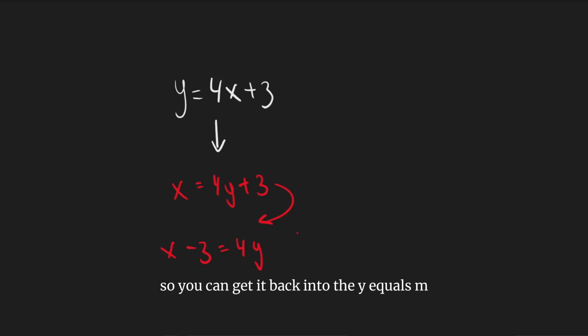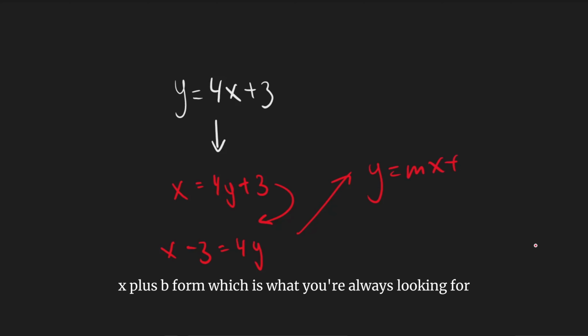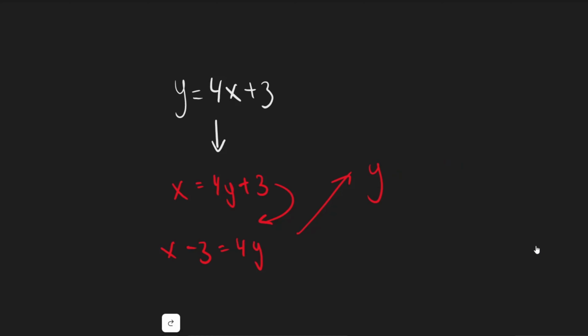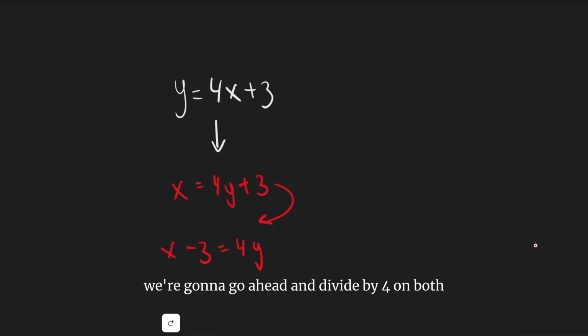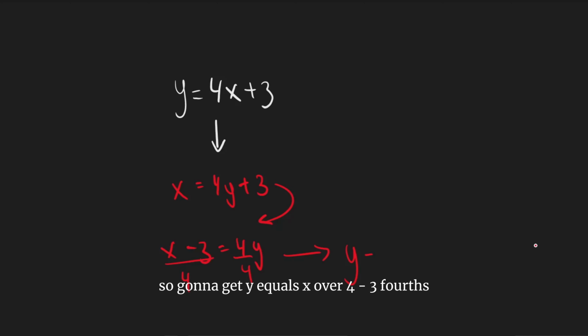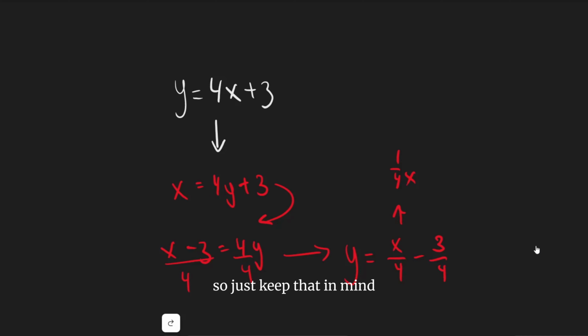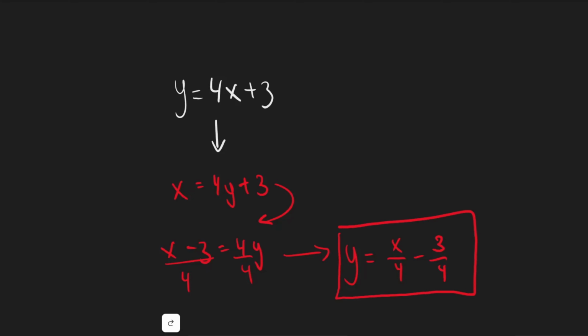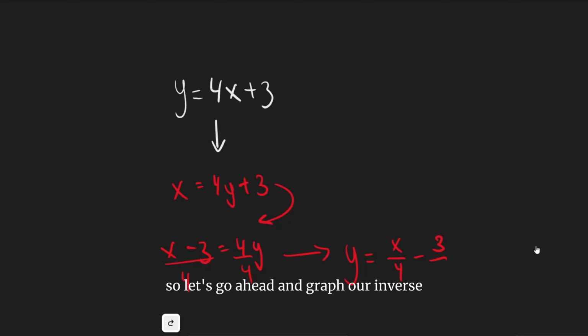And to isolate y, so we can get it back into the y equals mx plus b form, which is what you're always looking for, we're going to divide by 4 on both sides. So we're going to get y equals x over 4 minus 3/4. X over 4 is the same as 1/4 x, so just keep that in mind. So this right here is our inverse from the function that we were given. So let's go ahead and graph our inverse. I'm just going to write our inverse over here.